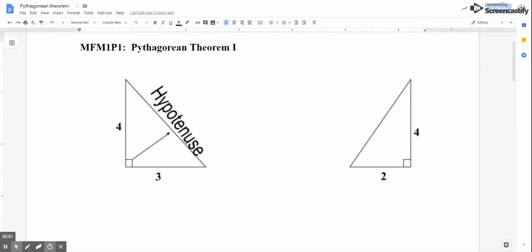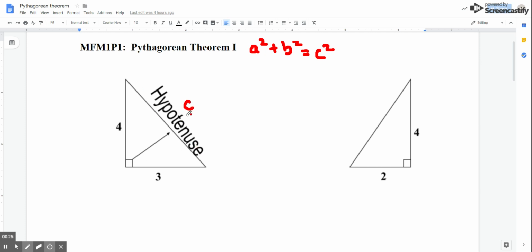Now let's explore the Pythagorean theorem. The formula most popularly used for the Pythagorean theorem is a squared plus b squared equals c squared. What this means is anytime you have a right angled triangle, if you square these two sides and add them, you'll get the square of the hypotenuse.